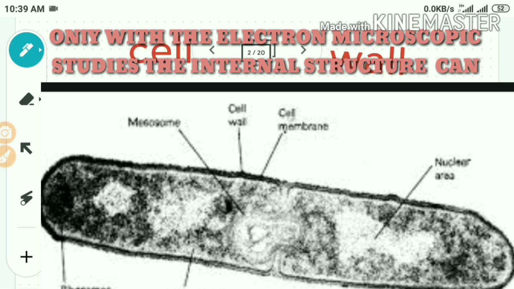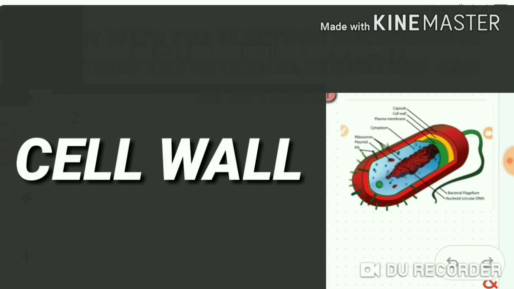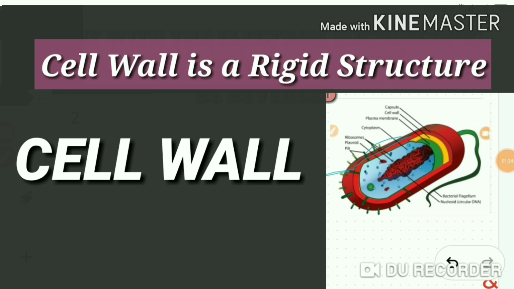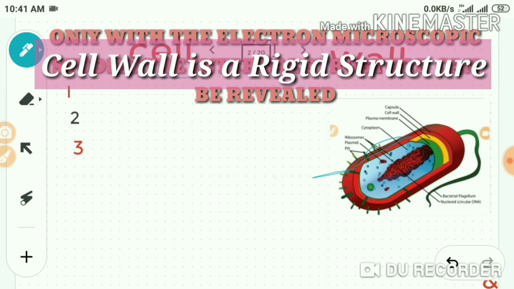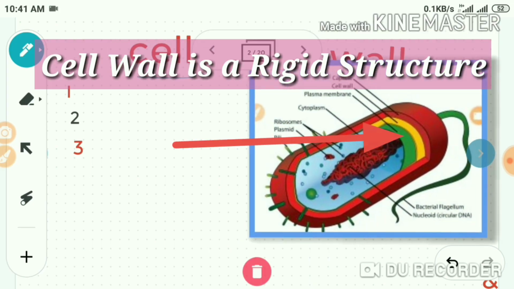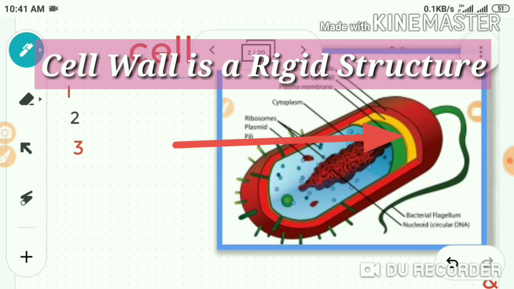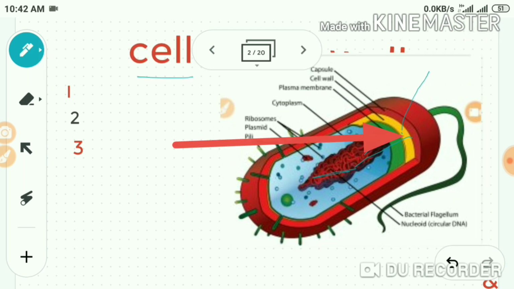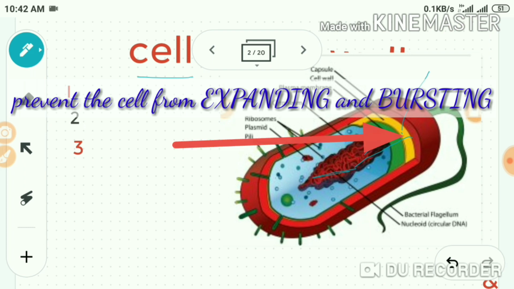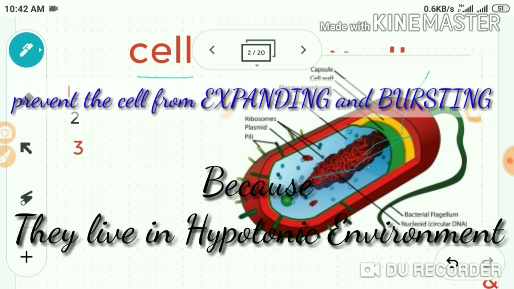If we start our study from the outermost layer of bacteria, we would start with the cell wall. As you know, the cell wall is a rigid structure that provides shape to the cell. In this picture, you can see the yellow colored layer; that yellow portion forms the cell wall. Its main function is to prevent the cell from expanding and bursting. That is the most important function of the cell wall because bacteria live in a hypotonic environment and are likely to take in much water and eventually burst.